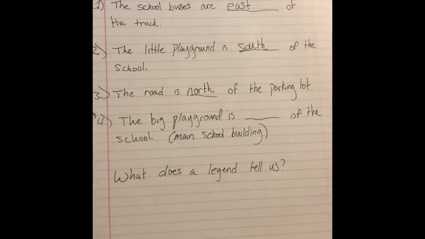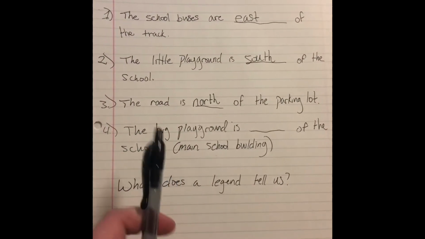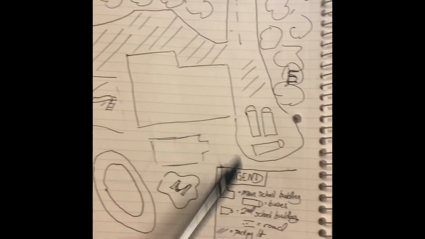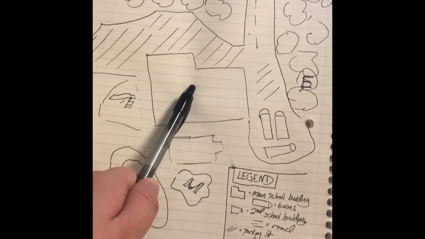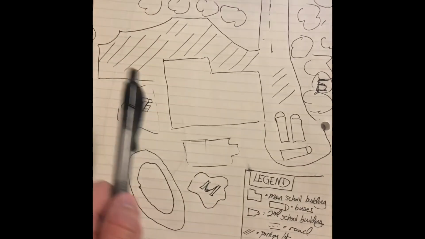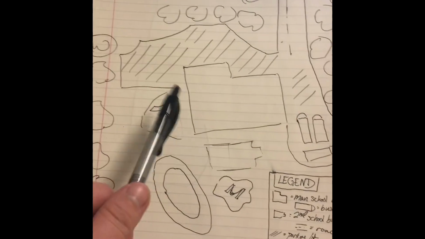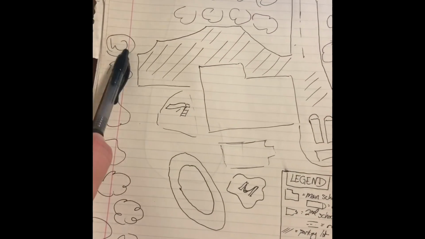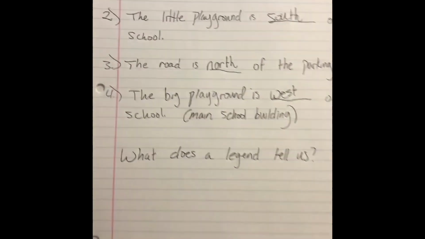Finally, the big playground is blank of the school. And we're talking about the main school building. So let's look at the main school building right here. Okay. And then the big playground. So the big playground is to the left. And what symbol is that closest to? That's right, west. So we'll put it's west of the school.